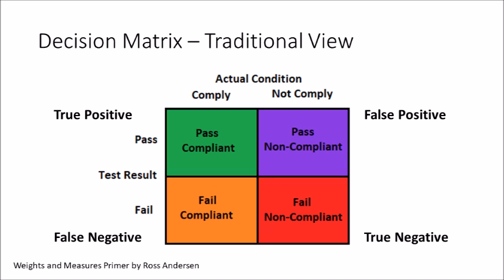The upper left, the true positive, and the lower right, the true negatives, are good results. But the other two, particularly the false positives where we pass things that are not compliant, and the false negatives where we fail things that are compliant, those are bad decisions.